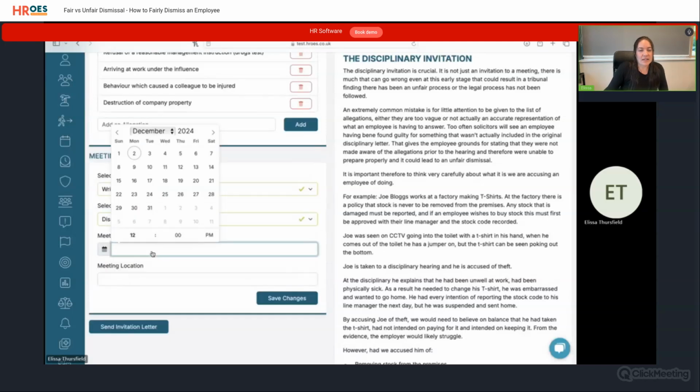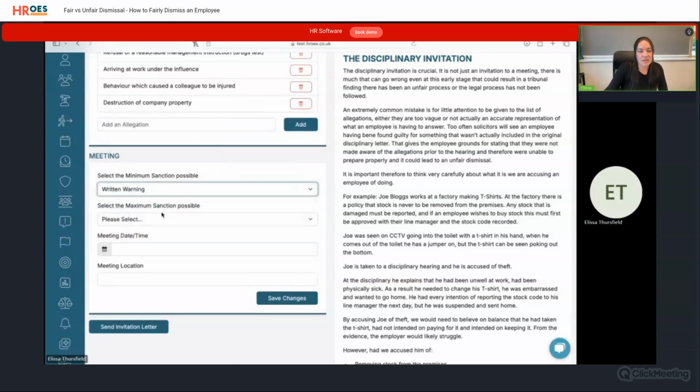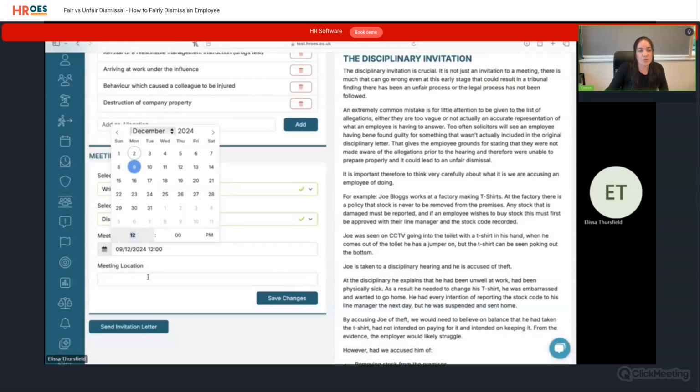Now we are populating that disciplinary letter. So we've got the allegations up here. There's our guidance on the right-hand side about the invitation. And here we have selected what the minimum and maximum sanction are. So you can see we've selected written warning there as the minimum. The maximum is going to be dismissal without notice.